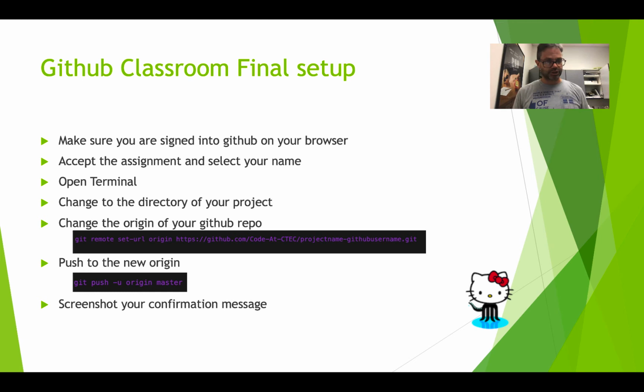You're then going to push to the new origin with git push -u origin master, and press enter on that. It should give you a little bit of a message, not much, but get a screenshot of that saying, hey, it's been confirmed, you're good to go, and that's what you'll be turning in for all of your GitHub Classroom-based assignments. And that's all you have to do to make that set up.